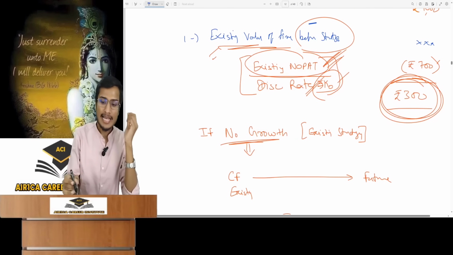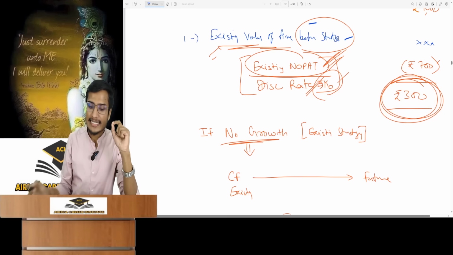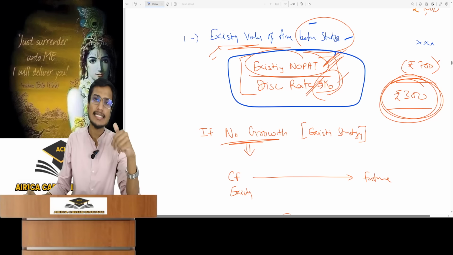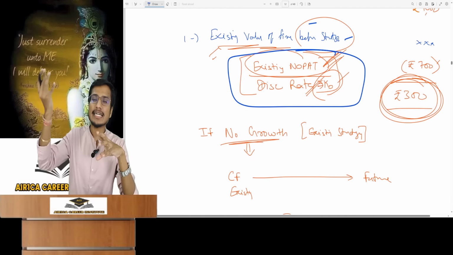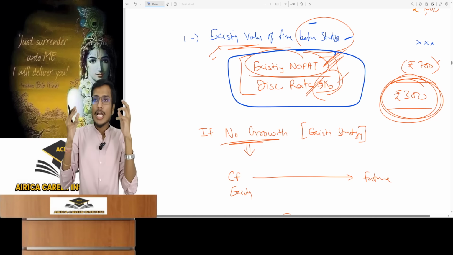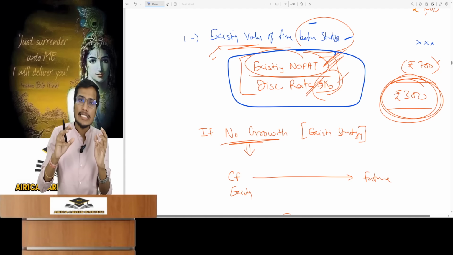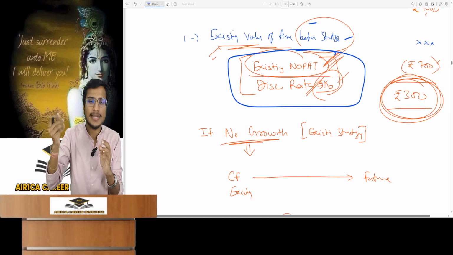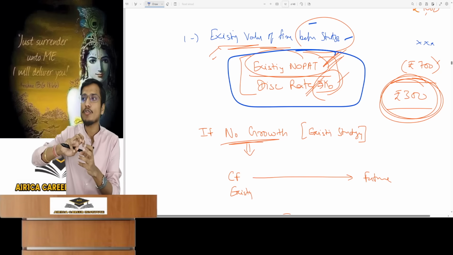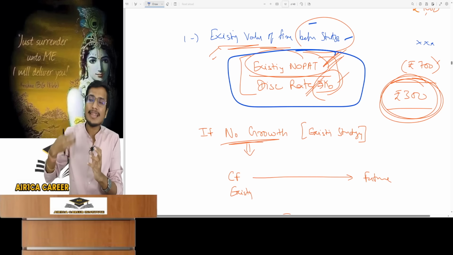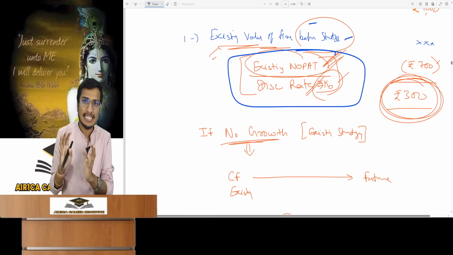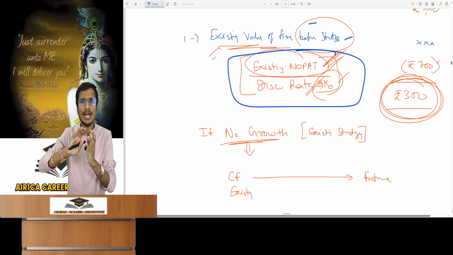Now look here. The firm's existing value before strategy is existing NOPAT divided by KO. Understood? Calculate the value of the firm before the strategy. What will be the value if you don't apply the new strategy? So the first point that should come to mind is, why does the company want to apply a new strategy? A company wants to apply a new strategy because it wants to grow. Any person who wants to grow applies a new strategy. If you don't follow a new strategy, you can never grow.